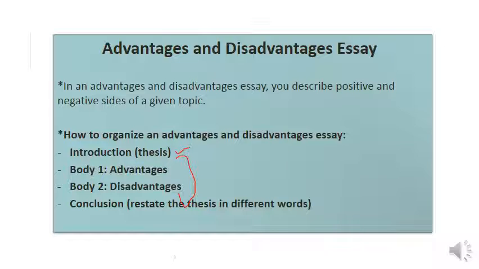But if I asked you to talk about the advantages only, then you divide. You, for example, talk about one advantage in the first body and the second advantage in the second body, or one disadvantage in the first body and one disadvantage in the second body. If I asked you to write one of these, the advantages or the disadvantages, not both. Okay?